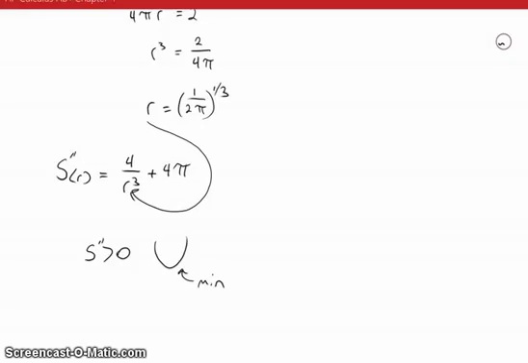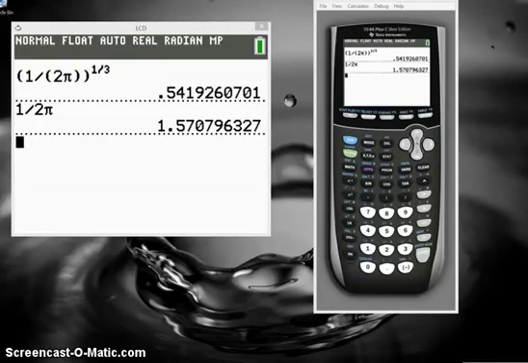The question asked us to find the value for h and r. So we can't stop here. We actually have to figure out what h and r is. So we know r. We just typed it into the calculator and got that it's approximately 0.54. Let's round to the third decimal place. We'll have 0.542.